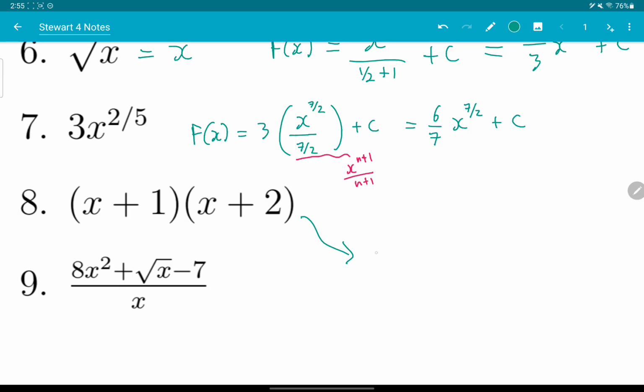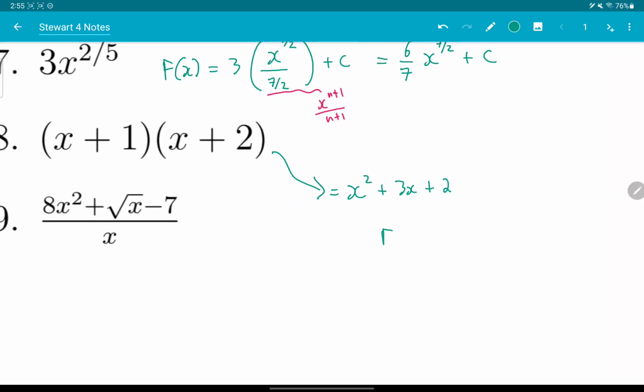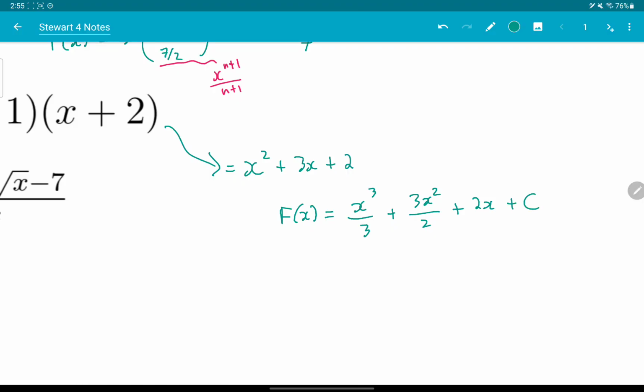Number 8, the trick is to expand it out first. x squared plus 3x plus 2. So capital F of x will be x cubed over 3 plus 3x squared over 2 plus 2x plus constant.